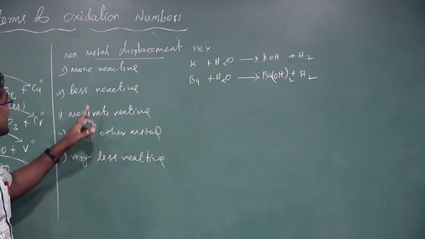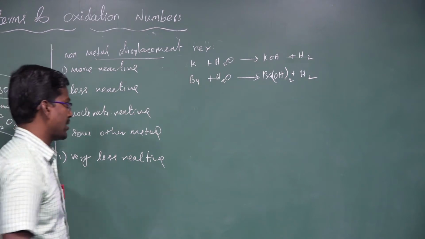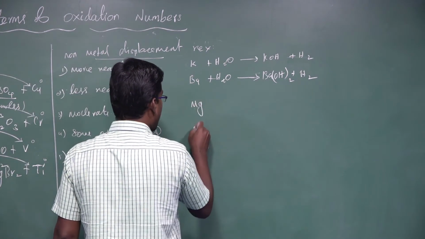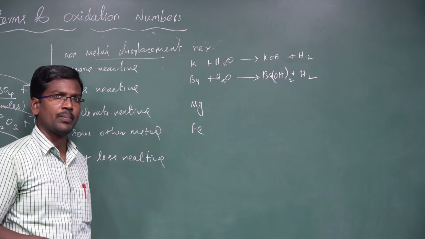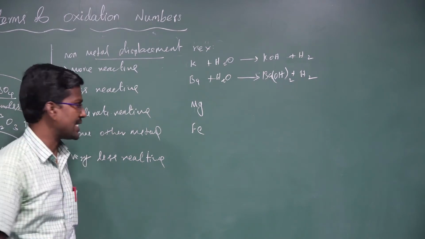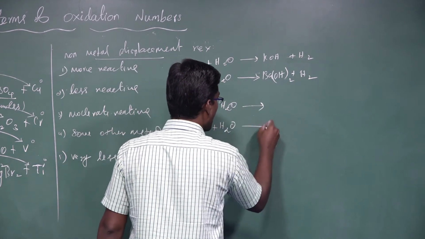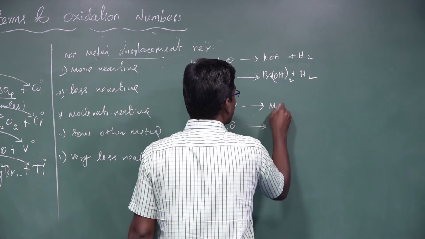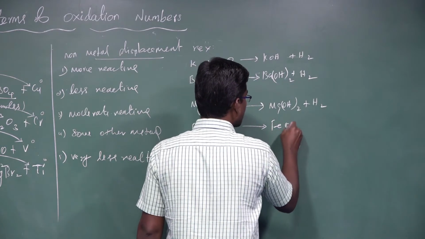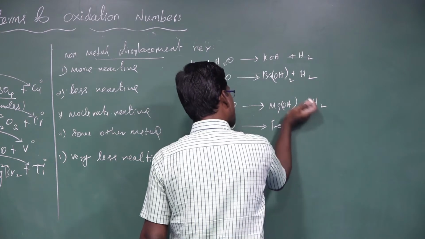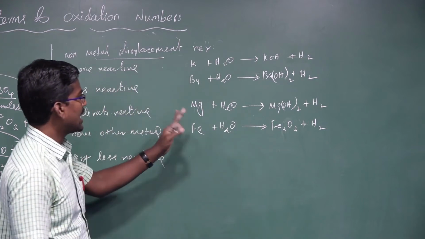Next, the less reactive metals, for example magnesium, Mg, and iron. These less reactive metals do not react with cold water, but easily react with steam to liberate hydrogen gas. Steam, H2O, reacts to form magnesium hydroxide, Mg(OH)2, and liberates hydrogen gas. Ferrous hydroxide, Fe(OH)2, or oxides like Fe2O3 are formed, with liberation of hydrogen gas. This process is also a redox process.